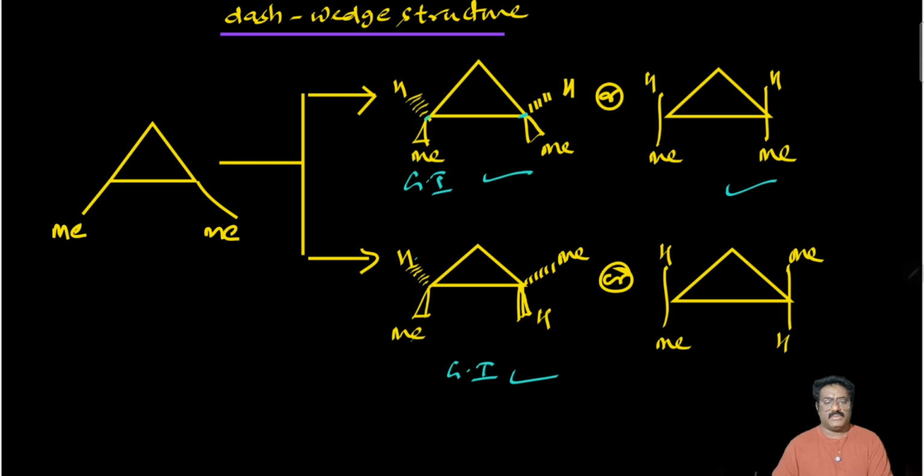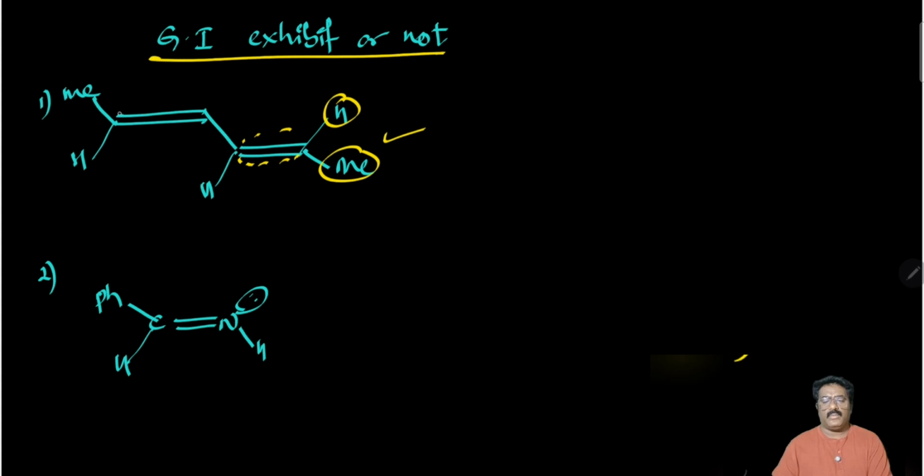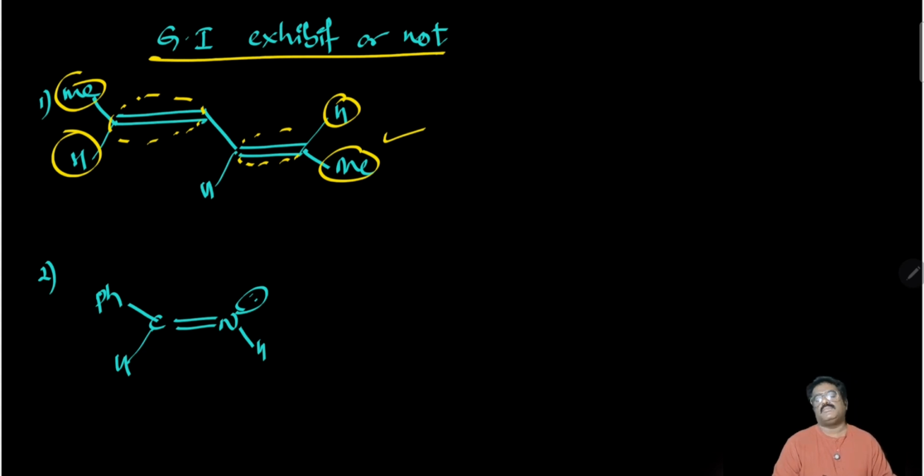Have a look at some more examples of whether GI is exhibited or not. In a carbon-carbon double bond with restricted rotation, it is hydrogen, it is methyl. Yes, it can show GI. This double bond has a methyl group and a hydrogen on each carbon, so it can show GI. Have a look at the next example.